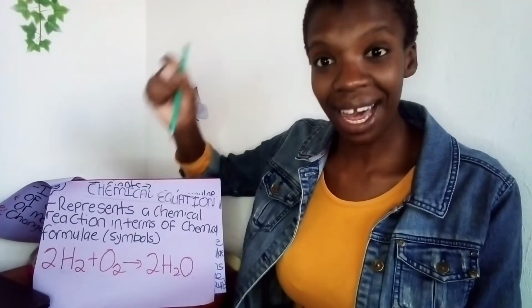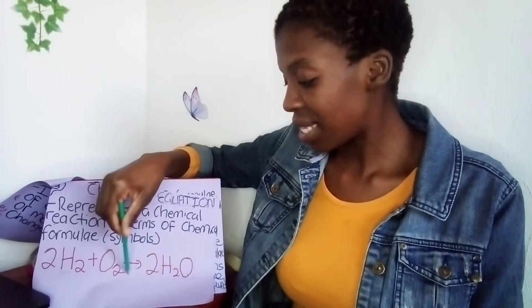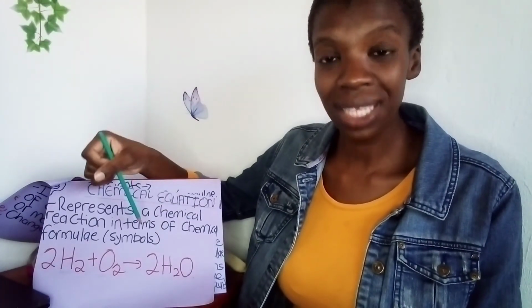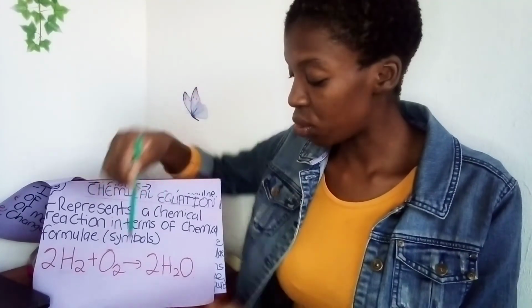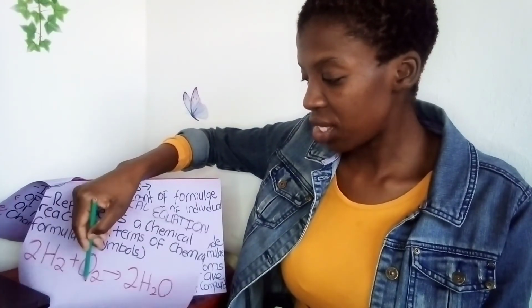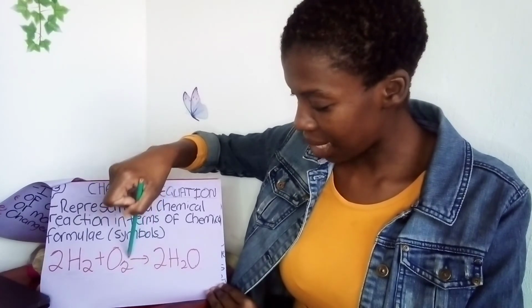When you are representing a chemical reaction using a chemical equation, please note that our scientific equation uses an arrow, but in mathematics it uses an equal sign. So in science, you use an arrow to show your product, and in mathematics we use an equal sign. So remember, hydrogen and oxygen are our reactants and they give us water.